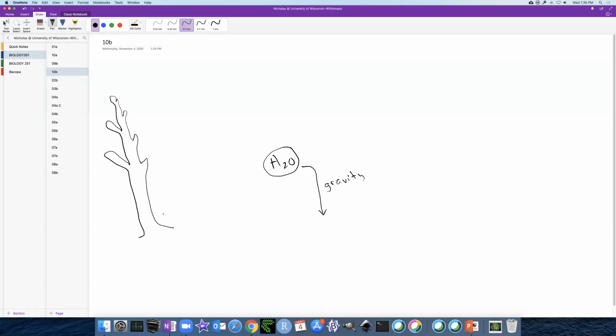I don't know what kind of plant that is. So moving up to the leafy part of a plant, getting water out of where it might be moist soil, that's got to overcome gravity. What causes water to overcome gravity?